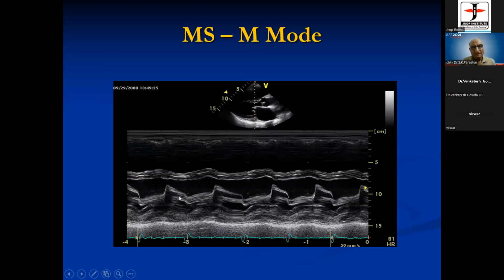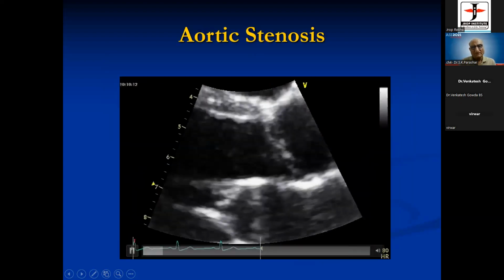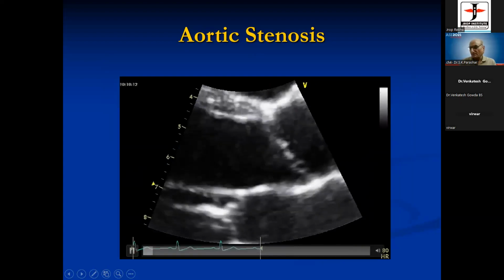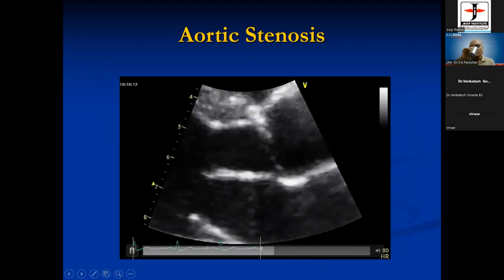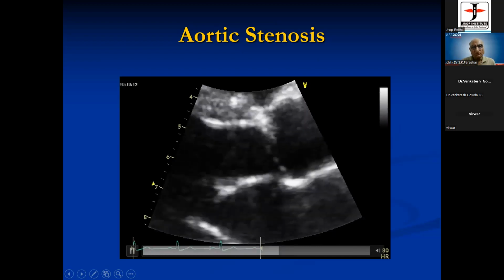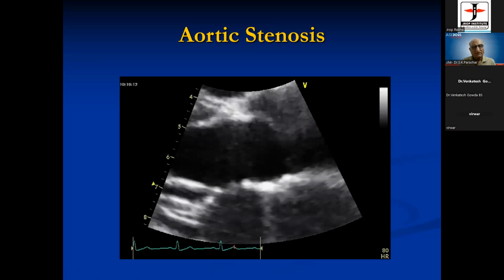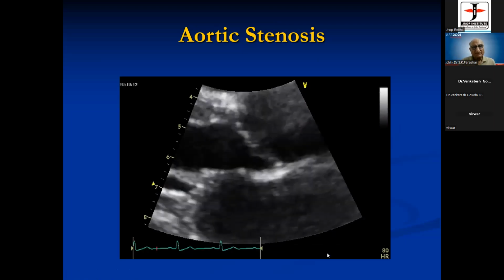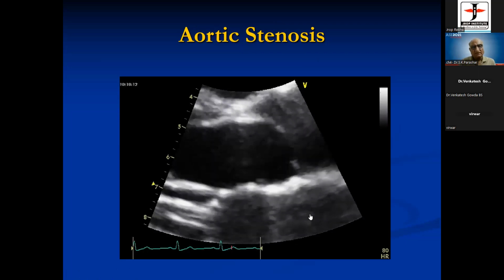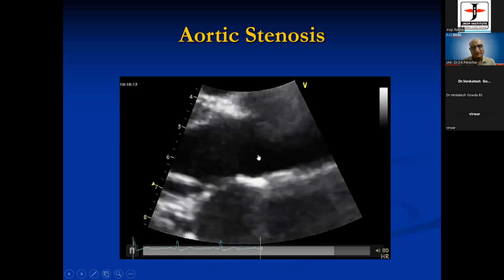Now this is like an aortic stenosis. You see there is a doming of the aortic valve with a convexity towards the aorta. Go on seeing till you are satisfied. This is a zoomed view. This is the left atrium, left ventricle, aortic valve motion. And you see this is how it looks.